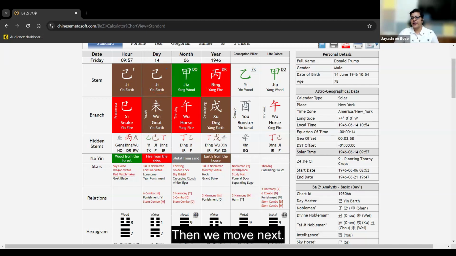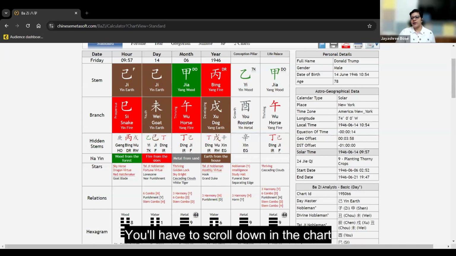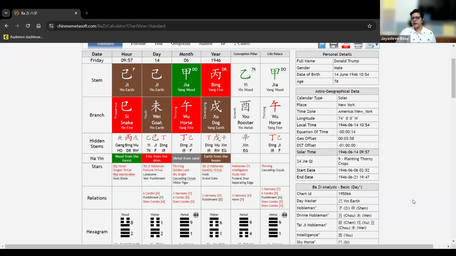Then we move next. You'll have to scroll down in the chart and you will see the structure.